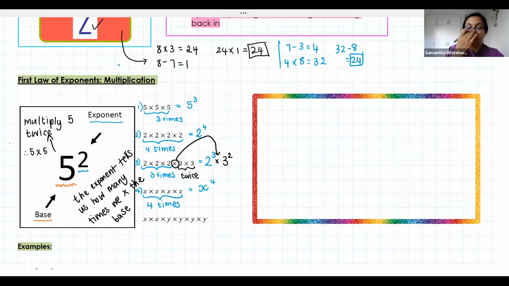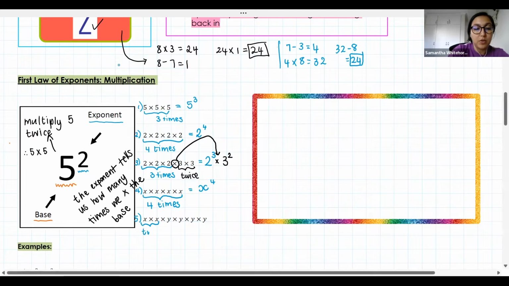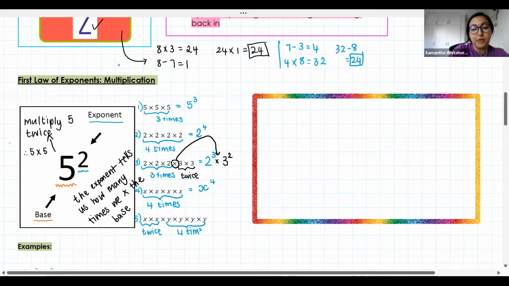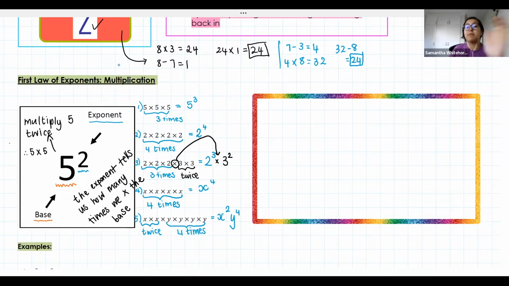And the same sort of idea goes then with variables. If you are multiplying different variables, you just group them together according to the same bases or the same values. So here I've got x multiplied twice, and I've got y multiplied 4 times. And so if I want to write this in exponent form or exponential form, I've got x to the power 2 because I'm multiplying x twice, and y to the power 4 because I'm multiplying y 4 times.